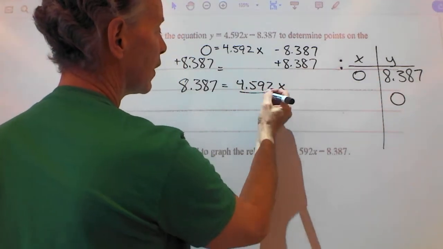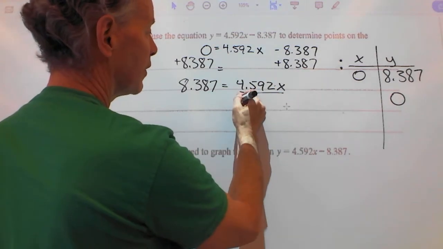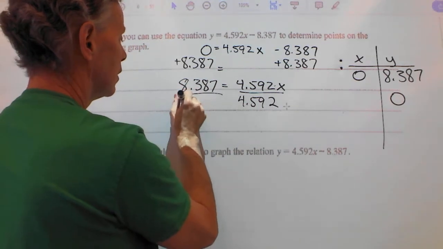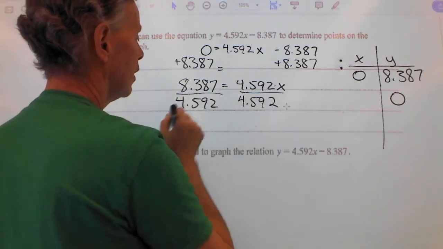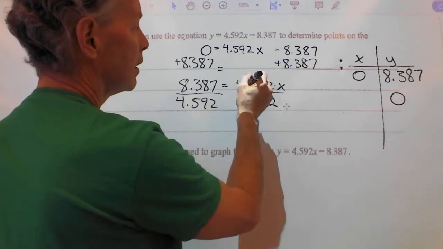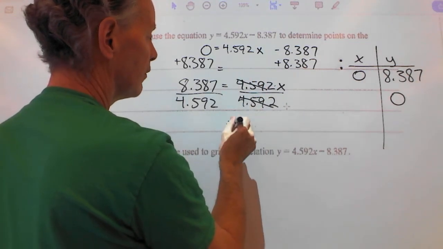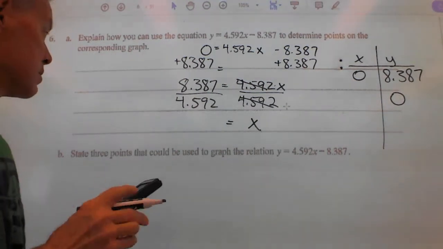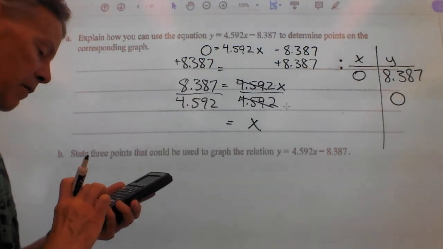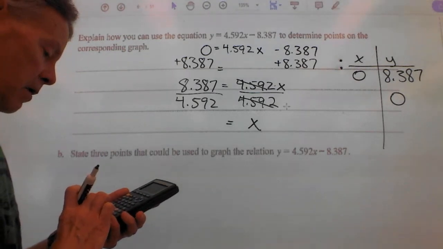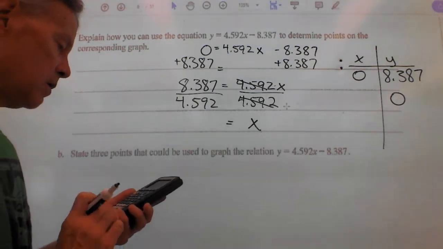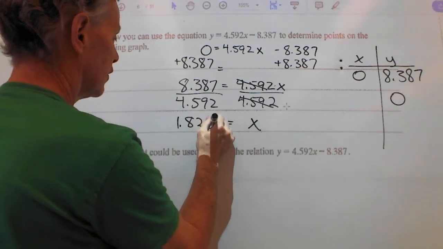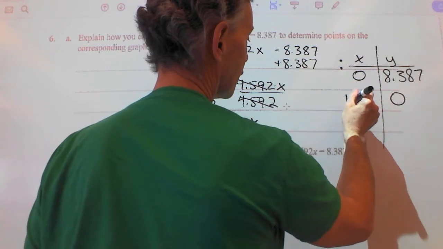And then our last step is to isolate x so that we have an x coordinate here. We divide both sides by 4.592 because we're multiplying here, so we have to divide to get rid of it. Thank goodness we have a calculator. This divided by this will leave us with 1x. This divided by that will give us 8.387 divided by 4.592, which is 1.826. So 1.826 becomes our x value.